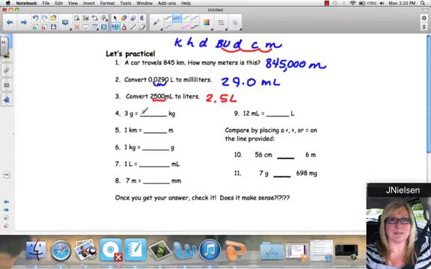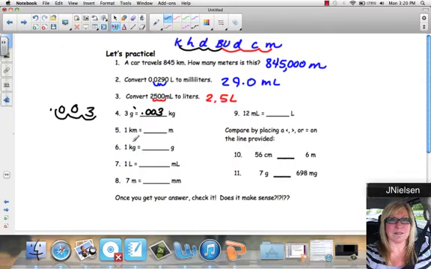Okay, let's do number 3. We're going from grams to kilograms. Grams is my base unit. So I'm starting in the middle and I'm going to kilograms. So I'm going 1, 2, 3 places to the left. So if I have 3 and my decimal is after the 3 and I'm moving 3 to the left, 1, 2, 3, that means that my answer is going to be 0.003 kilograms.